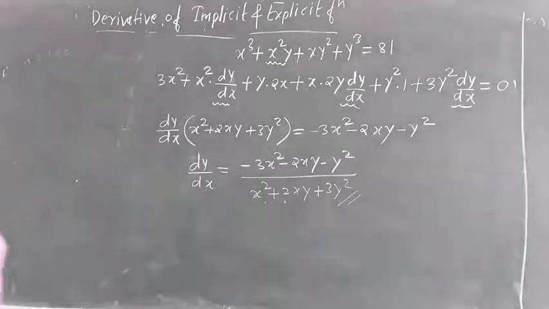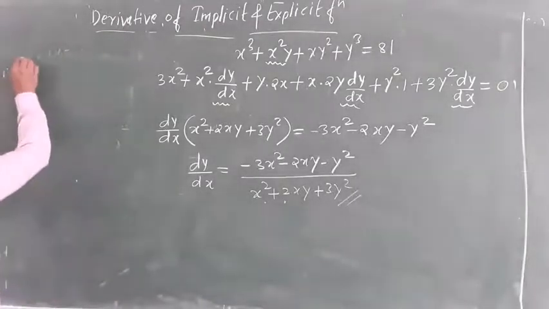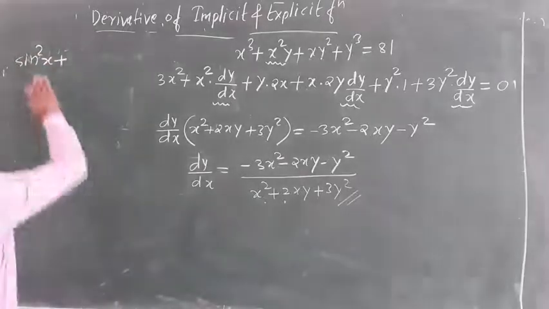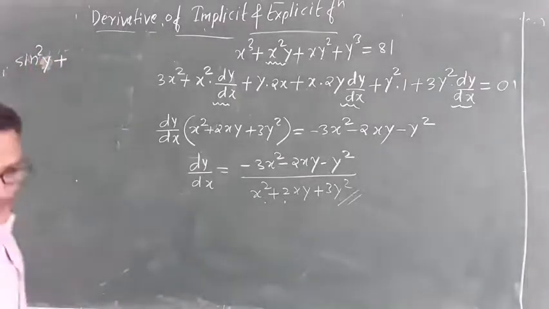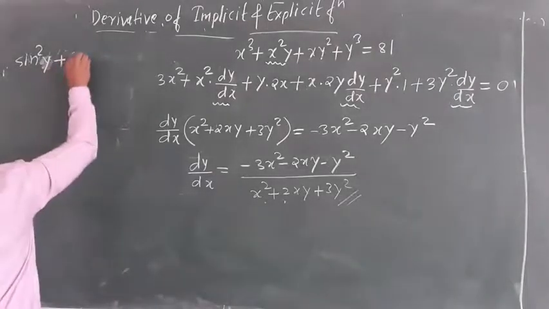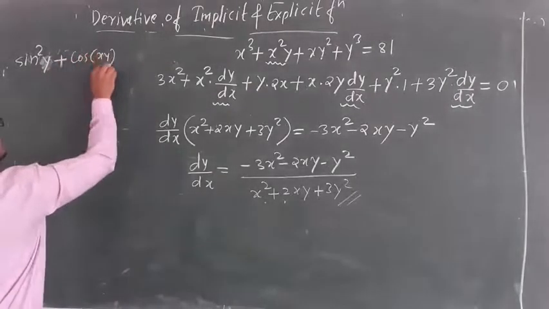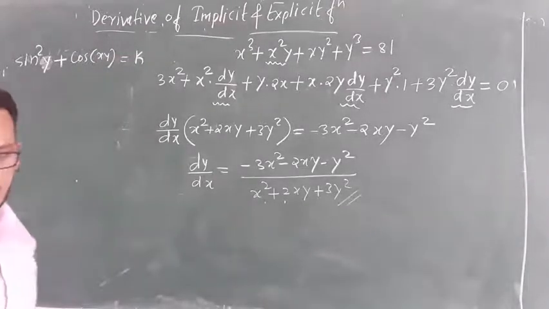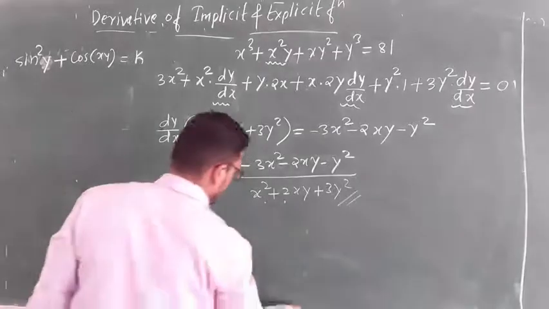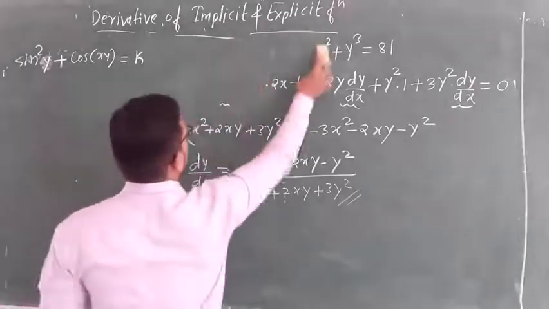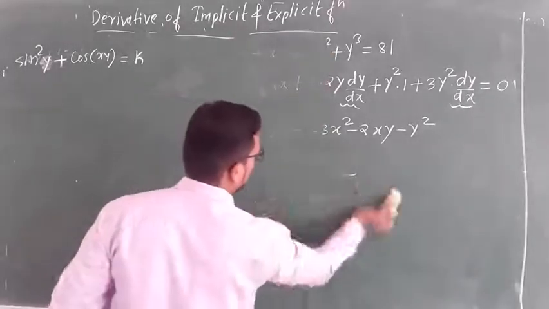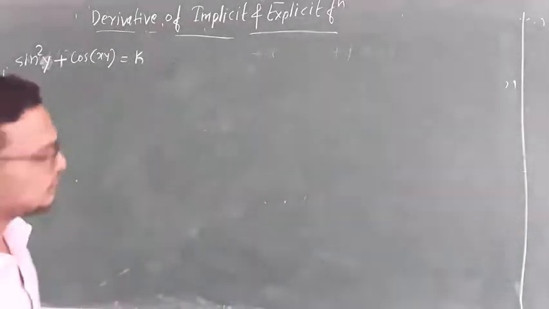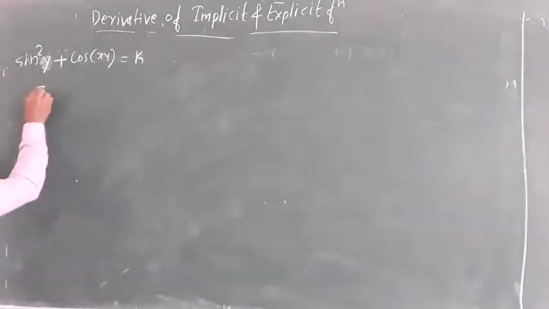I will solve one more question, that is sine square y plus cos of xy which is equals to k. So let us simplify this question. I am going to solve this last question from this implicit and explicit function. So let us differentiate now.